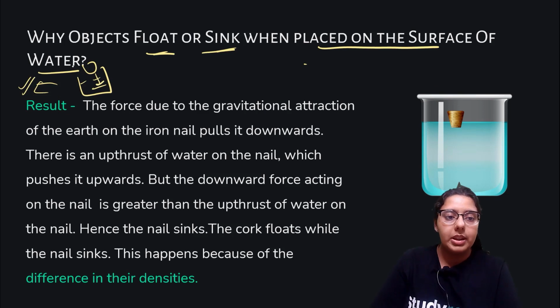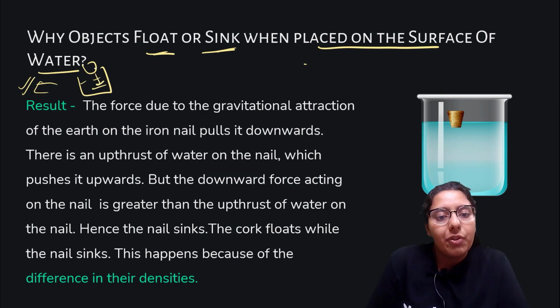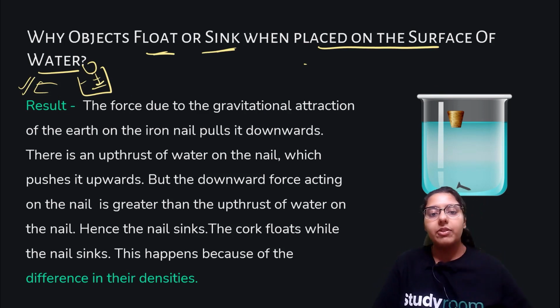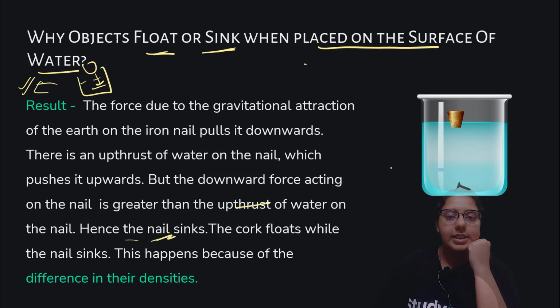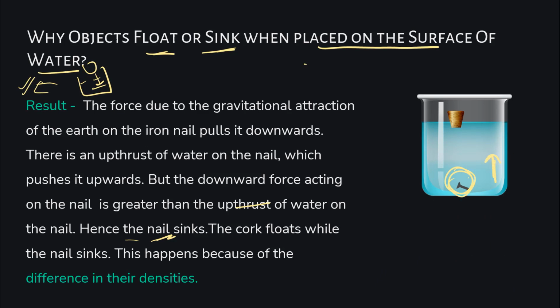Immersing bottle experiment. So there is an upthrust of water on the nail which pushes it upwards, but the downward force acting on the nail is greater than the upthrust. Hence the nail sinks. So in the case of the nail, what is happening? Your upthrust, the upward force, is less. And the nail has a very heavy mass, right? So its downward force is greater. That's why the nail sinks.